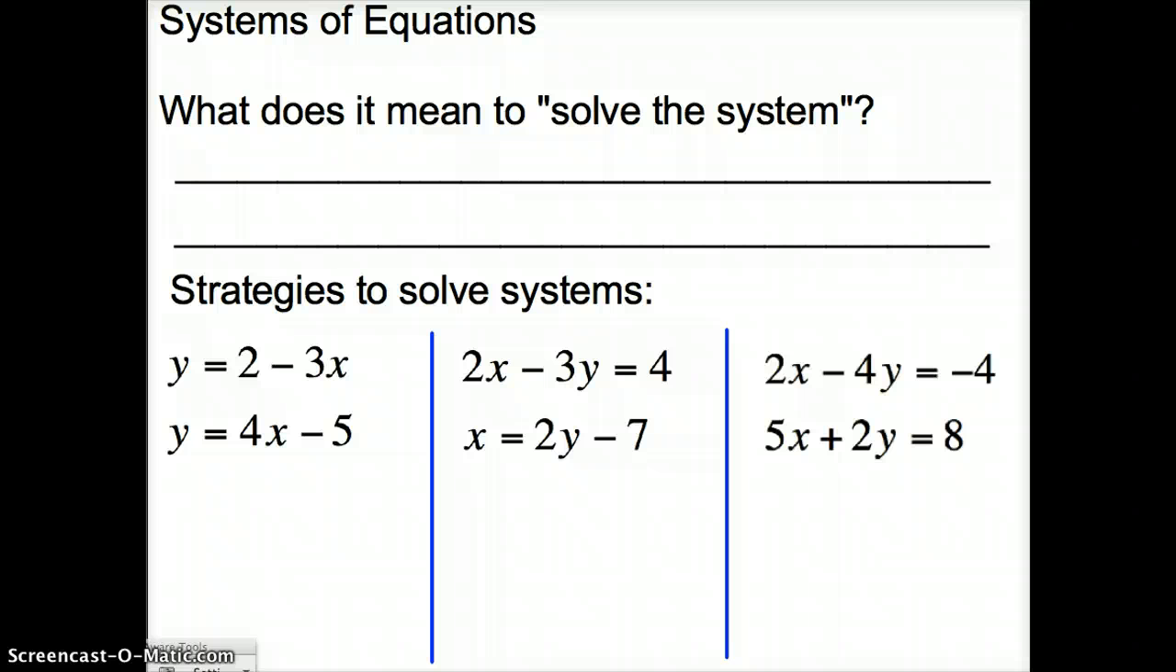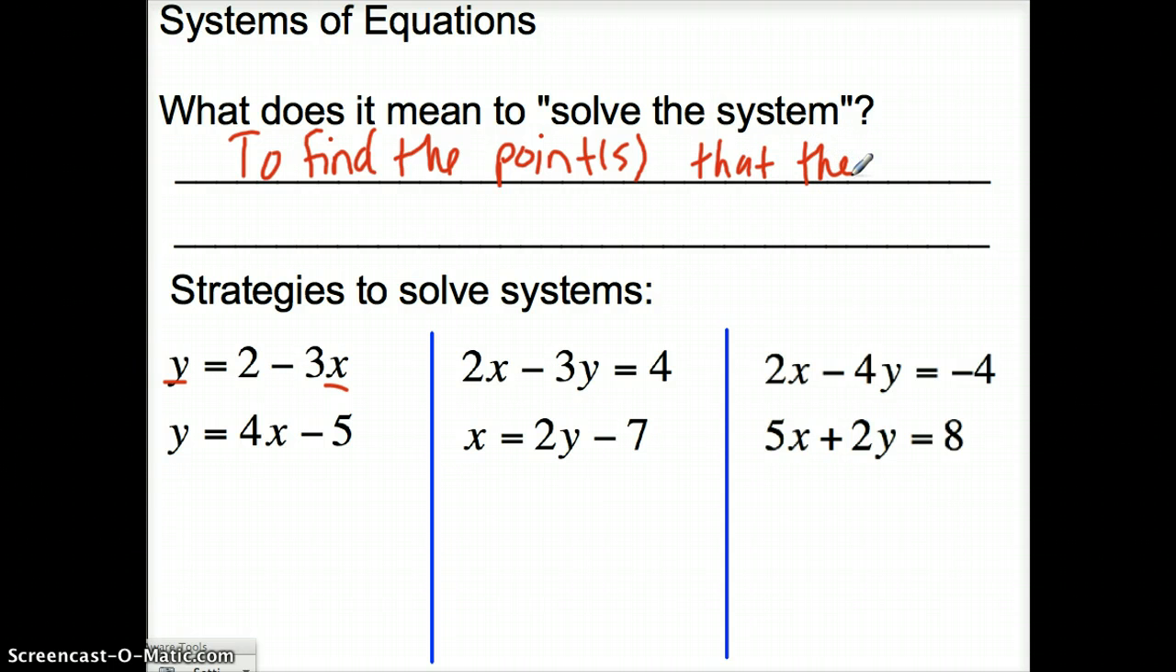The next question is, what does it mean to solve the system? Now we're going to mostly focus on two variable systems. To solve the system is to find any points that they have in common. We're dealing with two variables, x's and y's, as you can see in all these examples. So our goal is to find the point or points. There could be multiple points, and you'll see that a lot when we get into chapter 9. The point or points that the equations have in common.